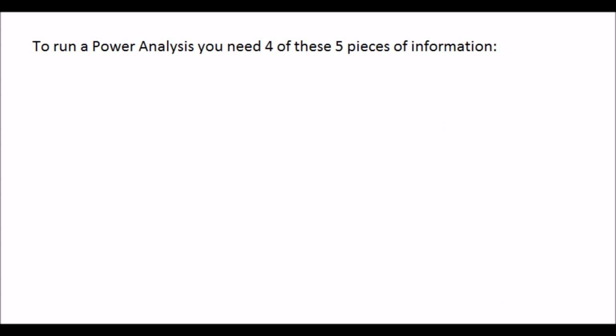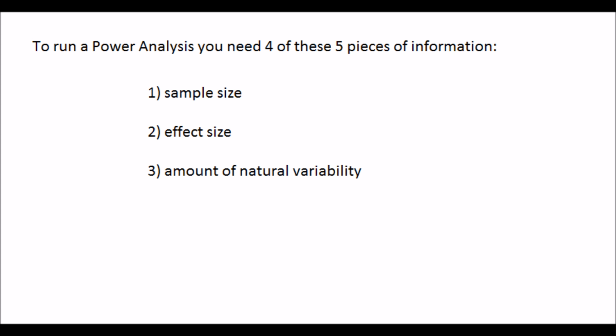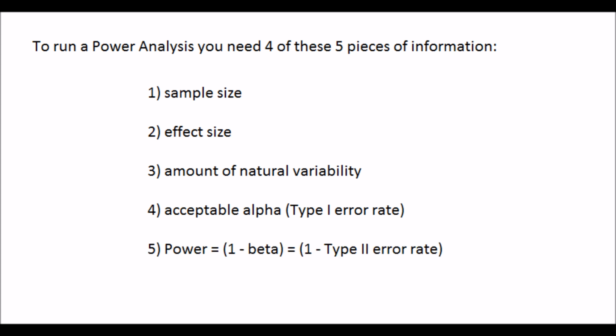Power analysis is performed using the relationship between 5 pieces of information: sample size, magnitude of the difference between populations or effect size, the amount of natural or random variation that exists within the population, the acceptable level of type 1 error, or alpha, and power. In order to perform a power analysis, you will need all but one of these pieces of information from which you can calculate the one that is unknown.